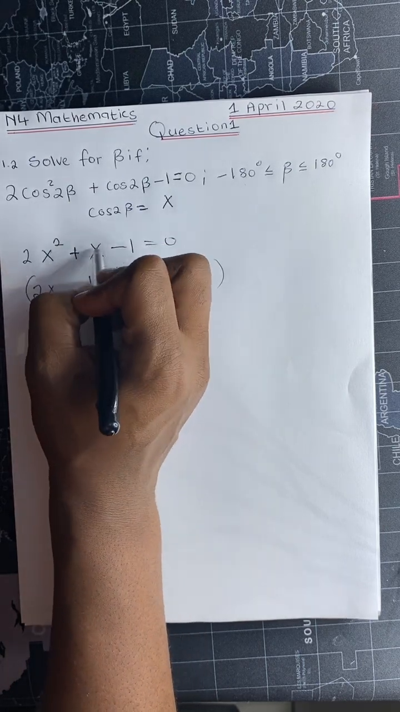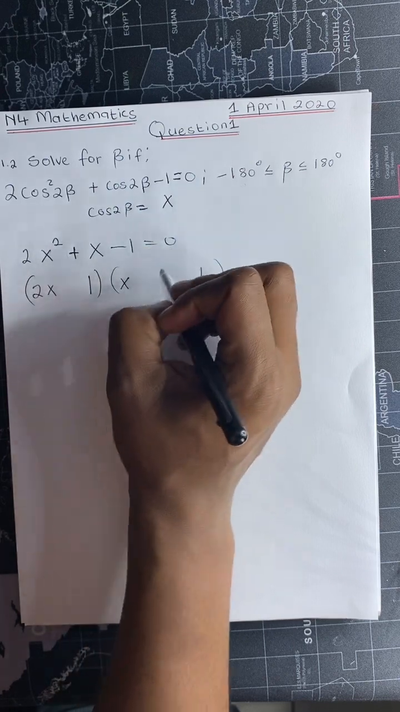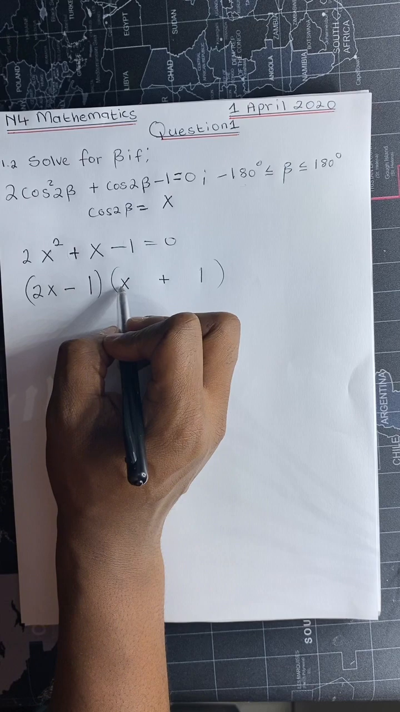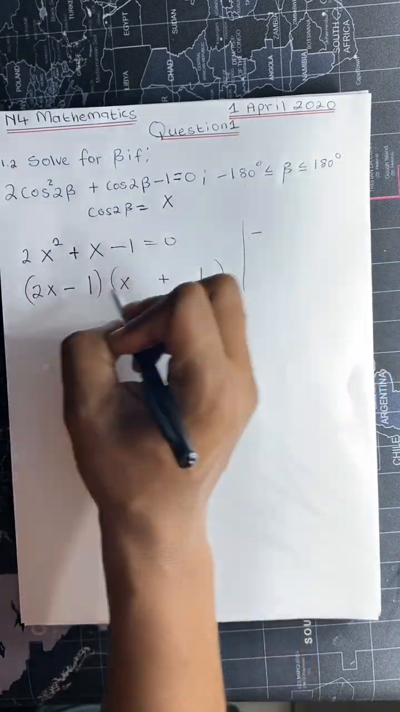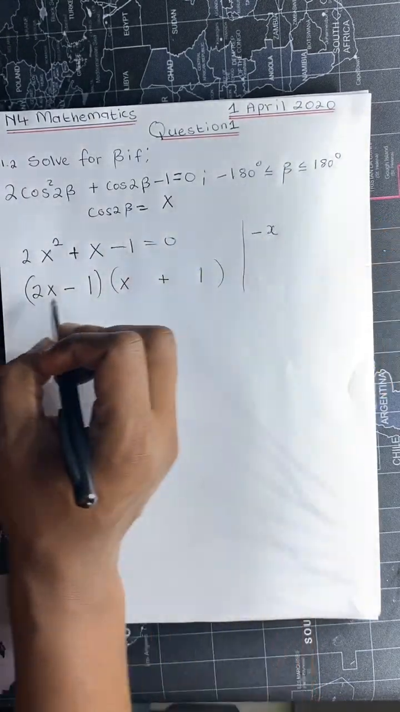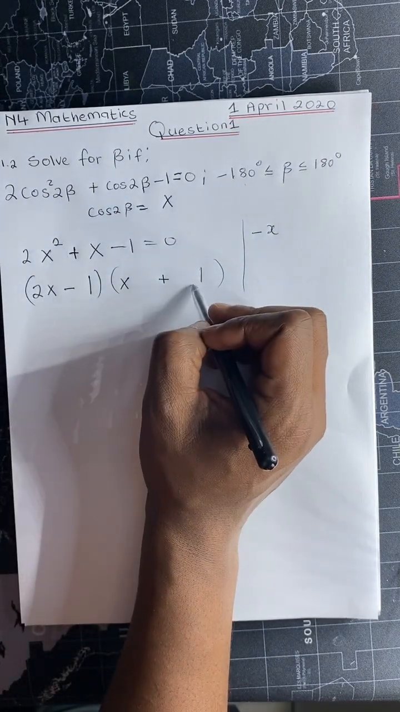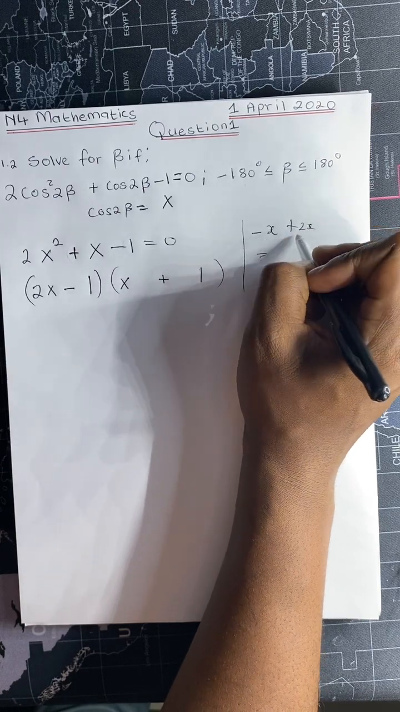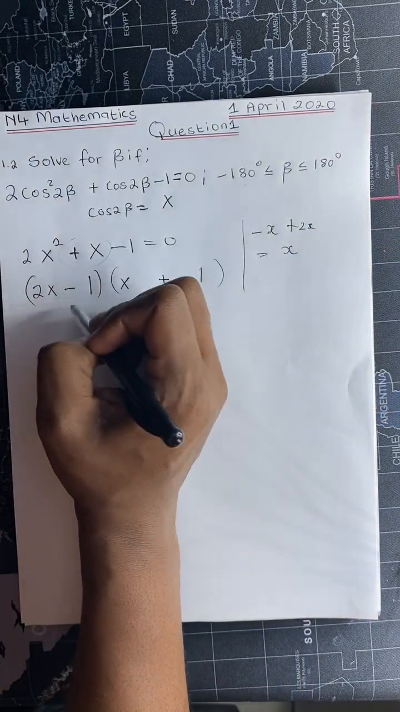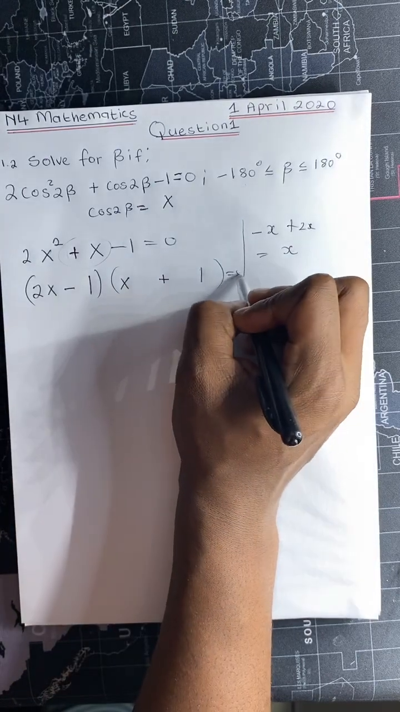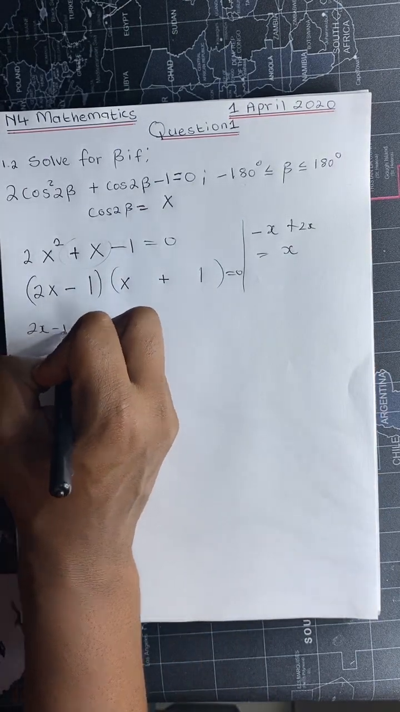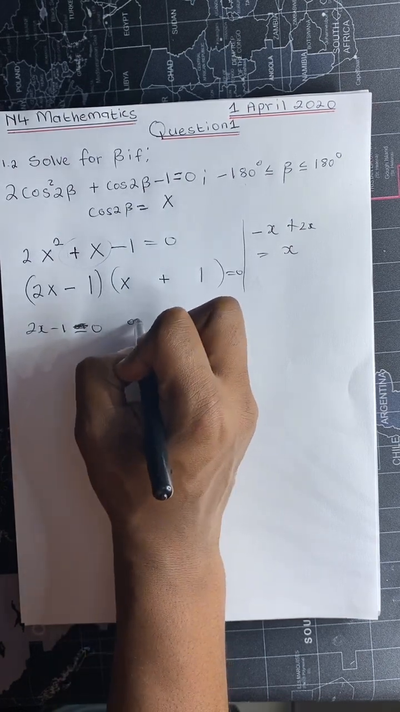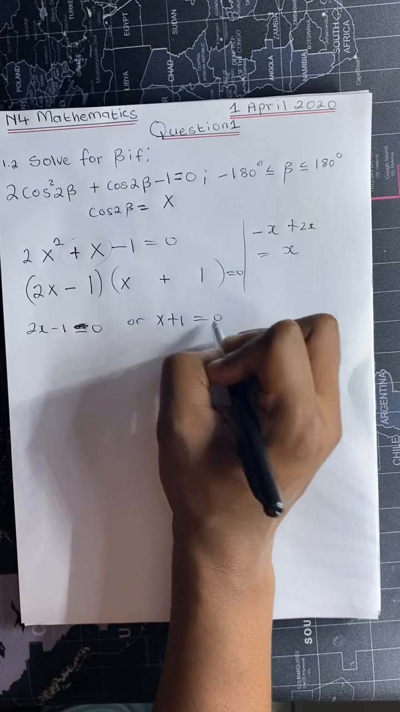And we have a positive x here, so we have to put that plus there and that minus here. This negative multiplied by that negative will be negative 1 multiplied by that x will be negative x, and this 2x plus that multiplied by that 1 will be equals to 2x, and negative x plus 2x is equals to x, and we have x there as our middle term, so this is equals to 0. So 2x minus 1 will be equals to 0, or x plus 1 will be equals to 0.